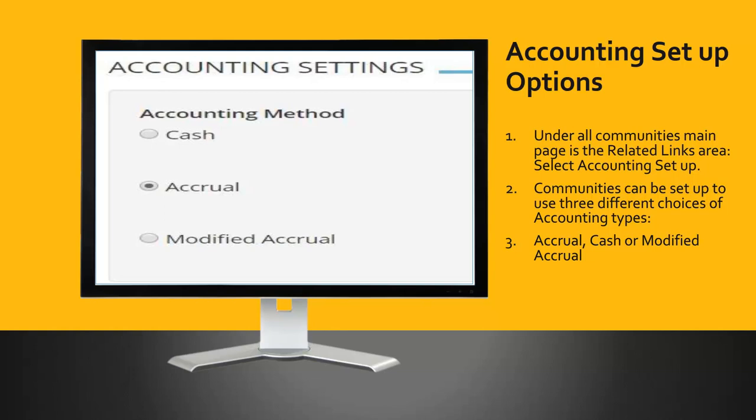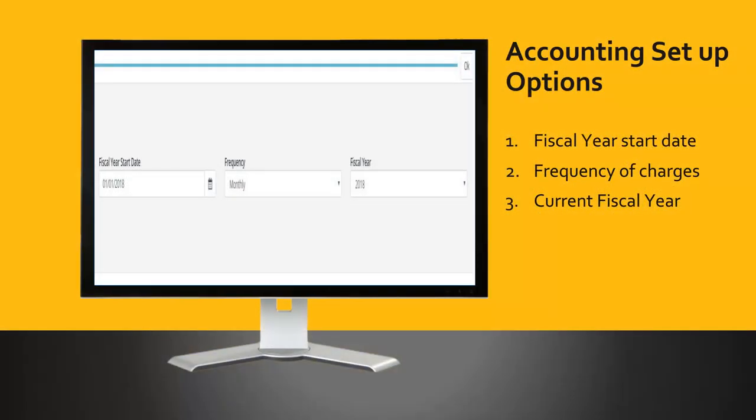Communities can be set up to use 3 different accounting methods: accrual, cash, or modified accrual. It is divided into an upper and lower half. The upper half, where we distinguish exactly what type of accounting system we're using, will also allow us to set the fiscal year start date, the frequency of charges, and the current fiscal year.